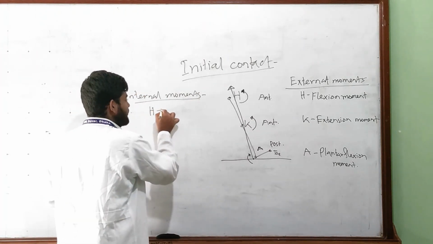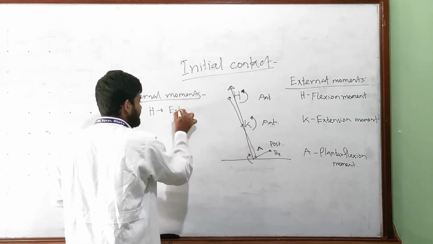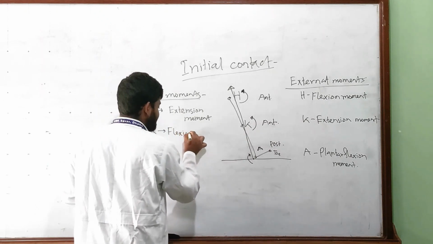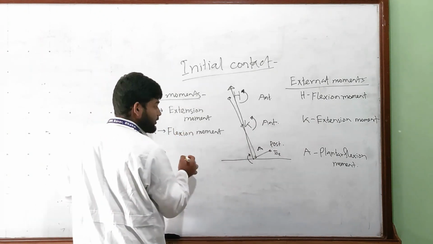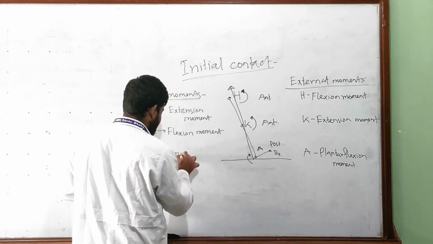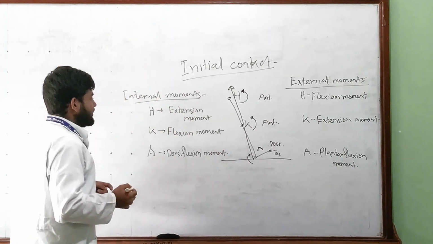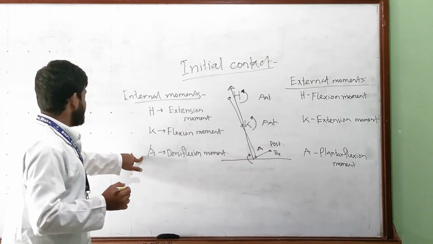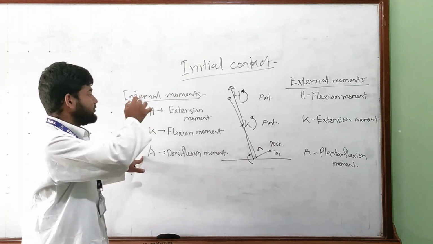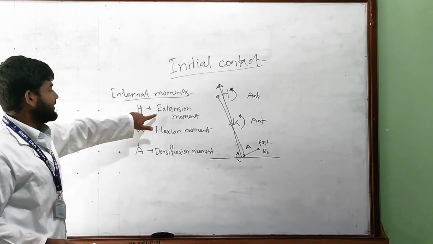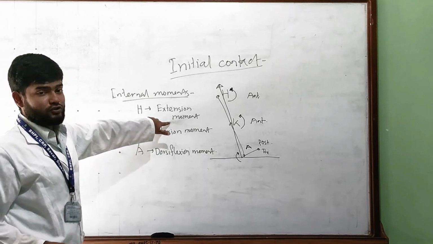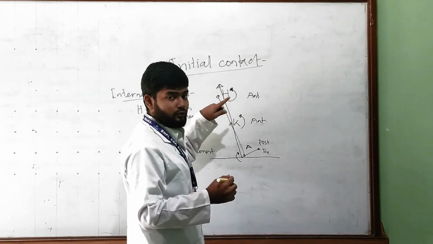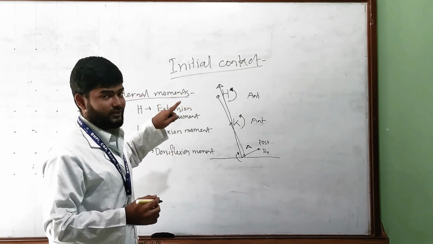So for the hip, we have extension movement. For the knee, we have flexion movement, and for the ankle, we will have dorsiflexion movement. These movements will be done by some muscles, and we will learn which muscles will do what. For the internal movement, the hip is having extension movement. So if we have extension movement, then the muscle that is working is the hip extensor muscle.